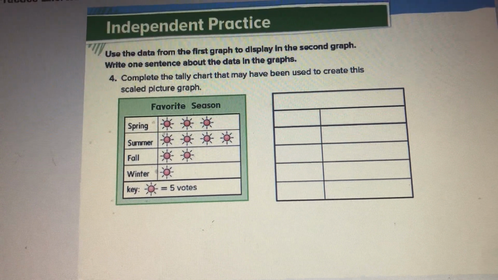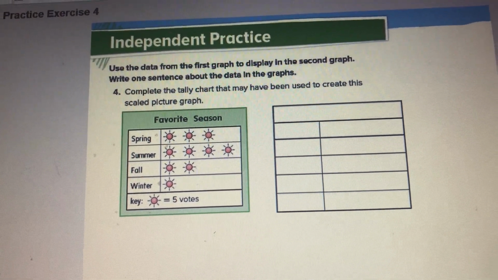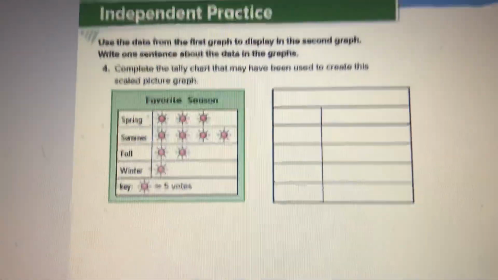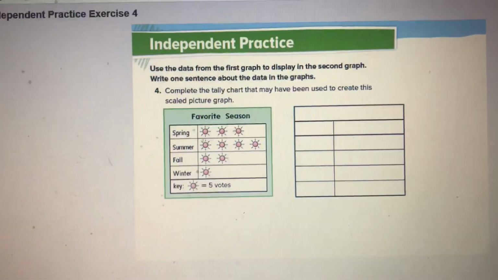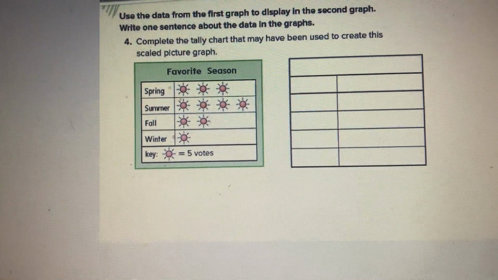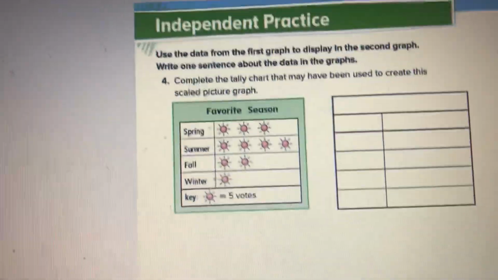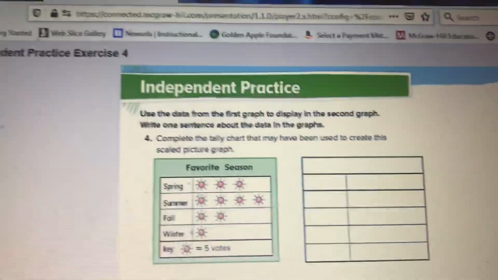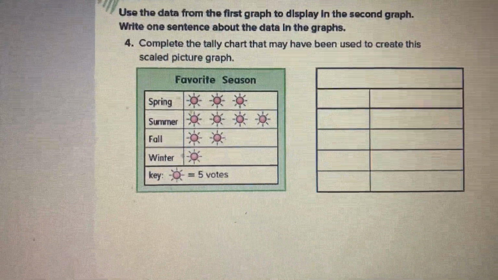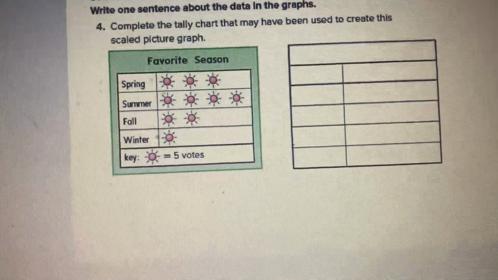All right, use the data from the first graph to display in the second graph. Ooh, look, they didn't give you very much to do here. They didn't give you much information. So complete the tally chart that may have been used to create the scaled picture graph. So you have to take information and you have to fill it in into a tally, okay? See if you can do that. Pause the video.